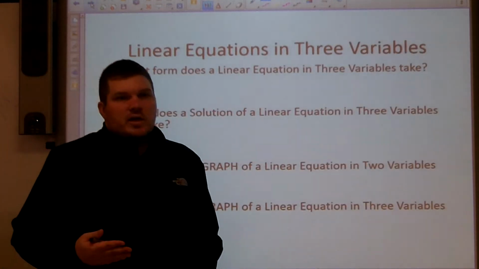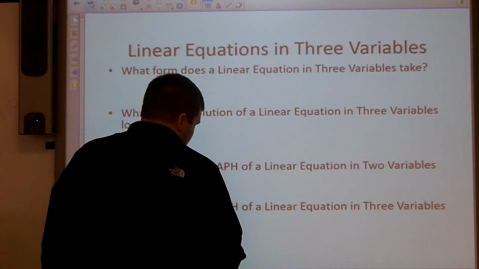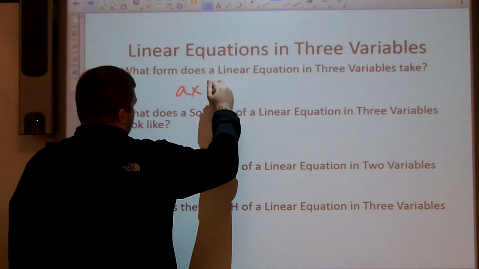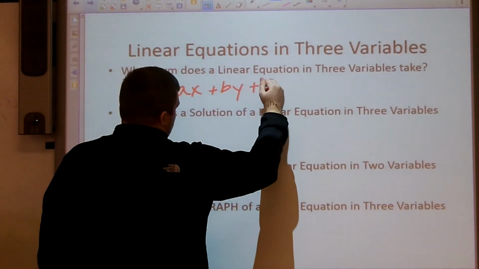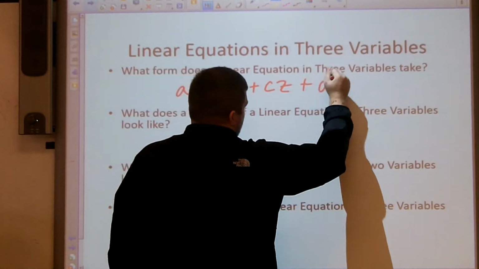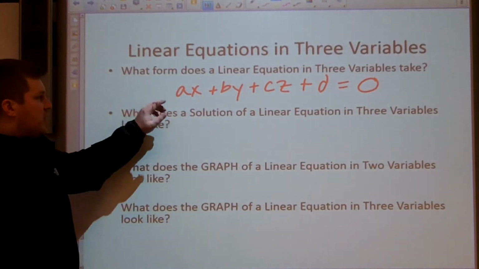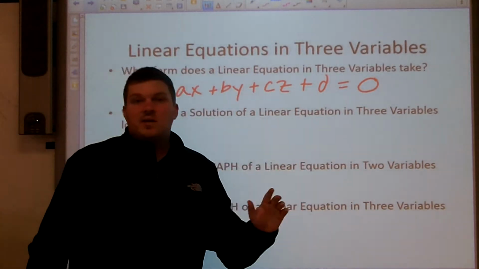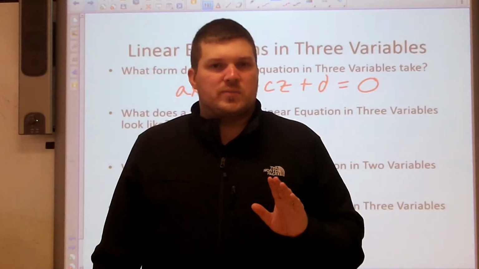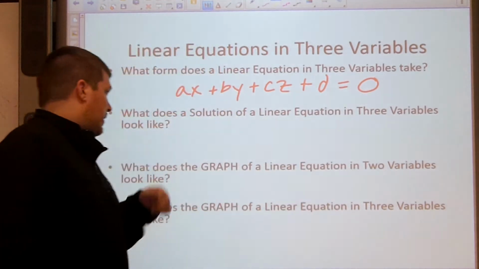All right, what does a linear equation in 3 variables look like? What form does it take? Well, it takes this kind of form: ax plus by plus cz plus d equals 0. Here, a, b, c, and d are simply coefficients. They're just numbers. They could be negative, positive, 0, etc. They could be fractions.